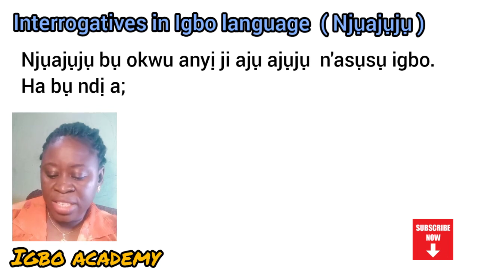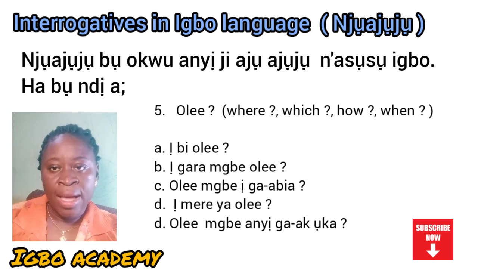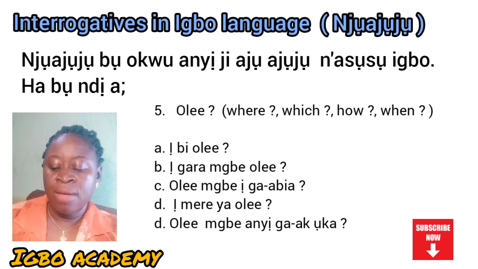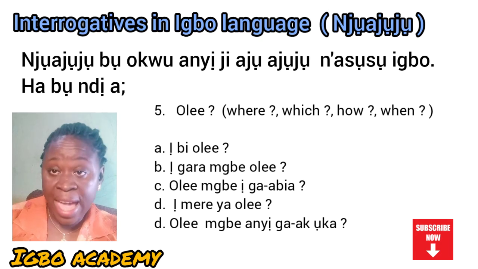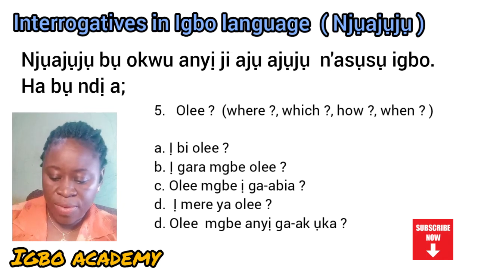The next interrogative, which is the fifth one, is Olee. Remember the other one was Ole, but this one is Olee. And Olee means where, which, how, and when. Let's use Olee in an example. Ibi ole? Where do you live?